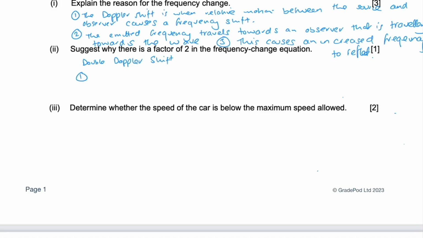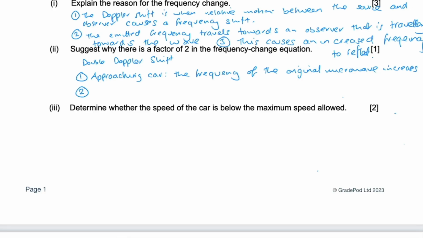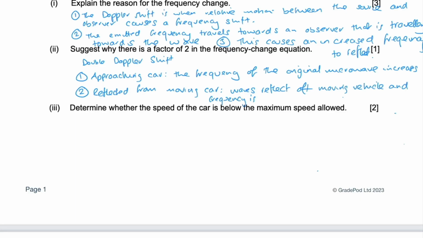So in the first shift, we have an approaching car, and the frequency of the original microwave. And then the second Doppler shift is the reflection from the moving car. And the effect that has is waves reflect off a moving vehicle, and the frequency is further altered or further increased.